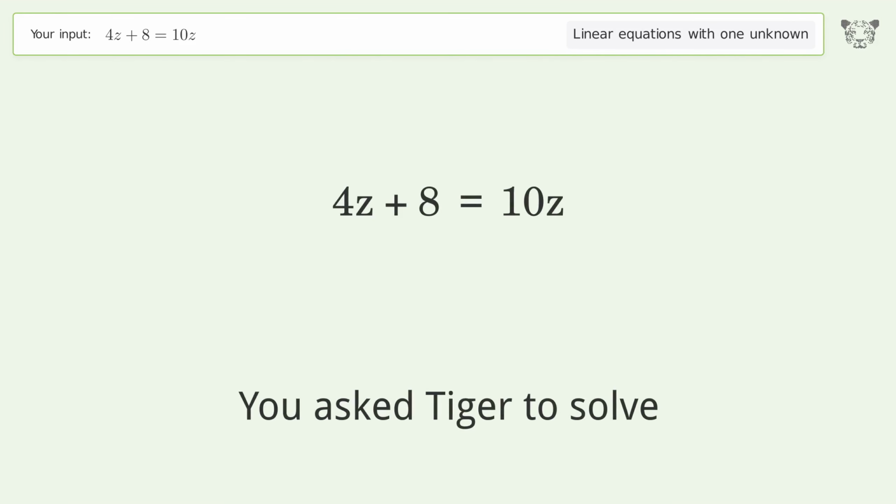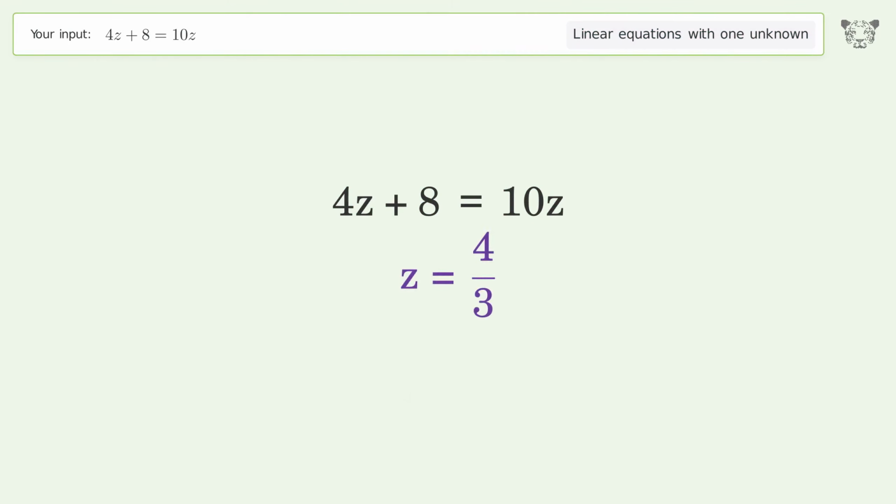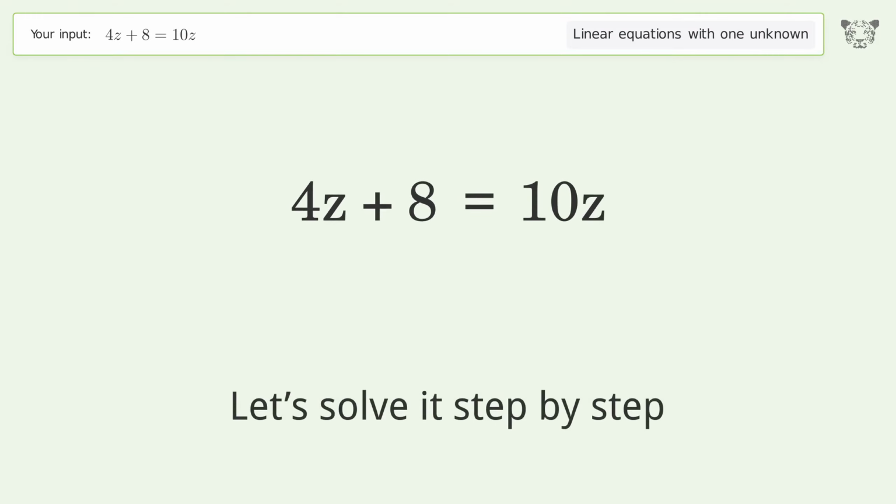You ask Tiger to solve. This deals with linear equations with one unknown. The final result is z equals 4/3. Let's solve it step by step.